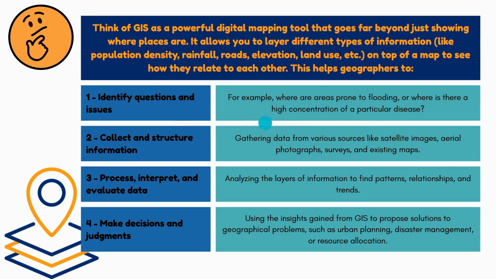So, gathering data from various sources like satellite images, aerial photographs, surveys, and existing maps. Then process, interpret, and evaluate that data that they've gathered. So analyzing the layers of information to find patterns, relationships, and trends. And then lastly, to make decisions and judgments, using all the information that they've gained from GIS to propose solutions to geographical problems like urban planning or disaster management or resource allocation.